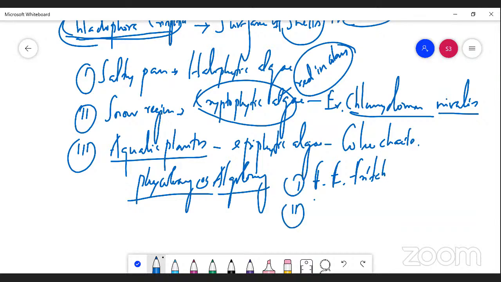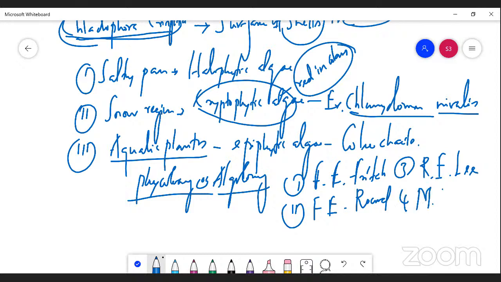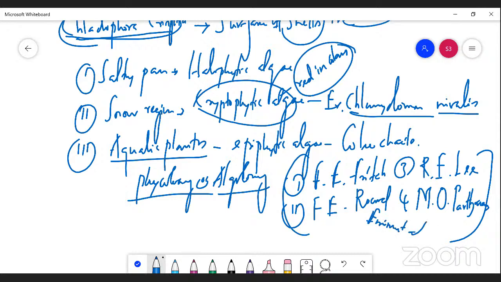second, F.E. Round, third, R.N. Singh, and fourth, M.O.P. Iyengar, M.S. Parthasarathy. Those are some eminent algologists.